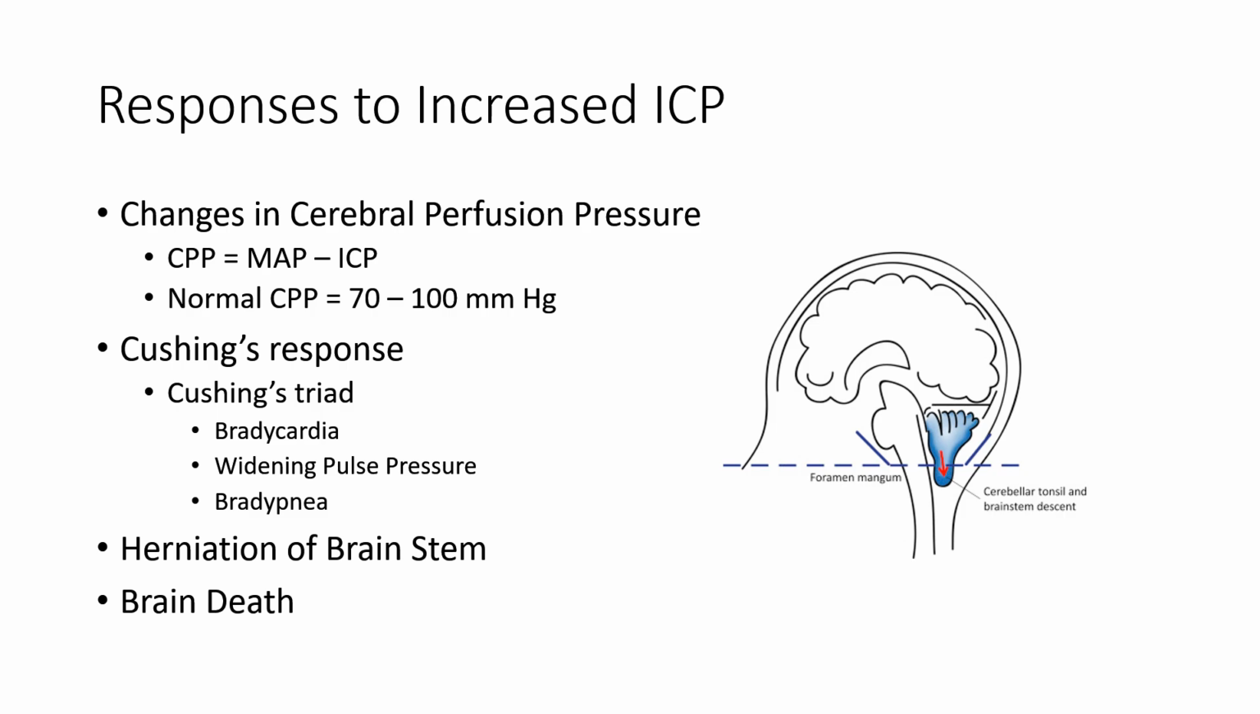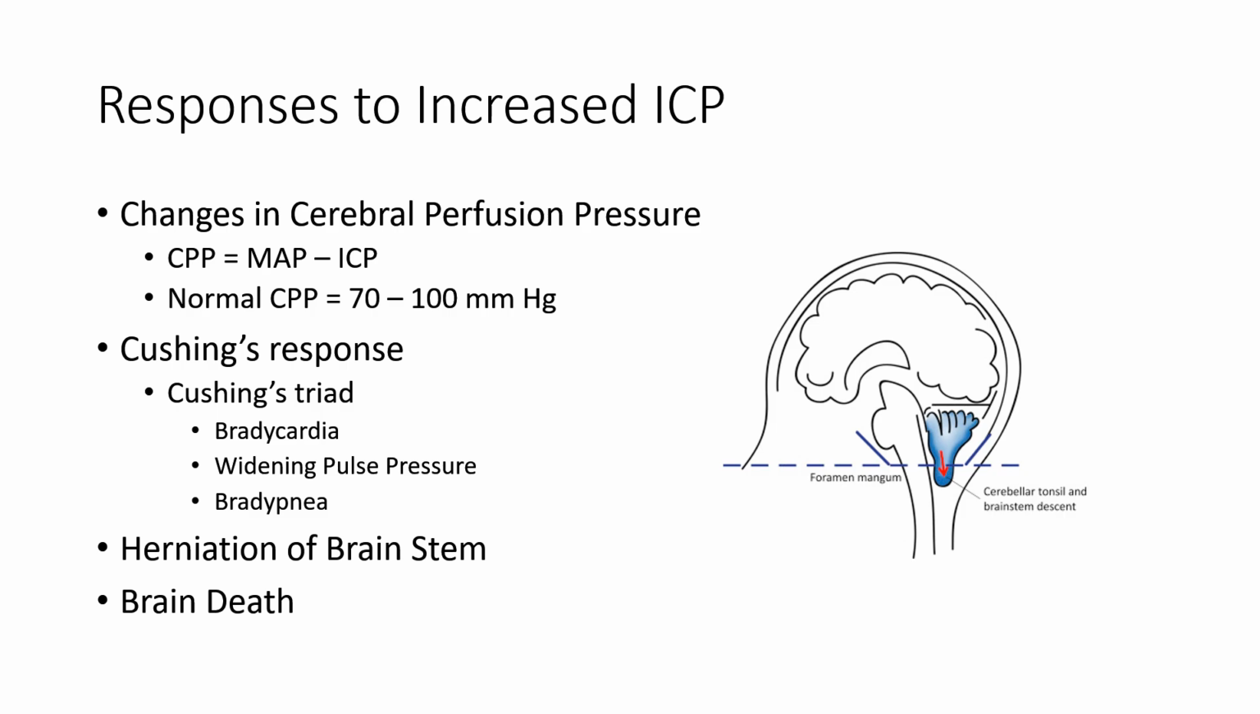Now, many of the Dynamaps will calculate a MAP for you, but there is a formula to calculate the mean arterial pressure: it is the systolic blood pressure plus the diastolic blood pressure times 2, divided by 3, and this will give you a mean arterial pressure.